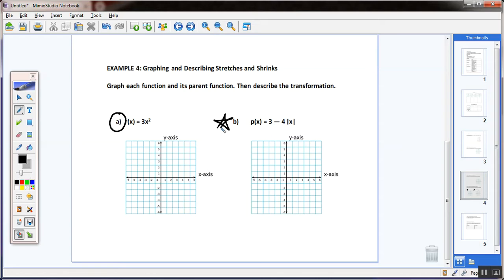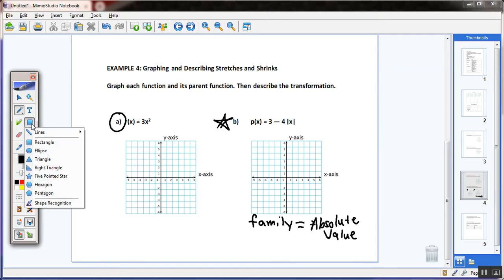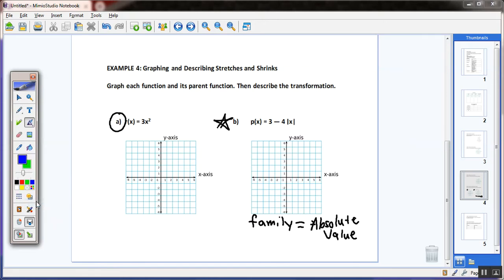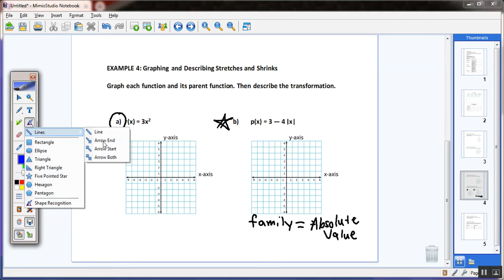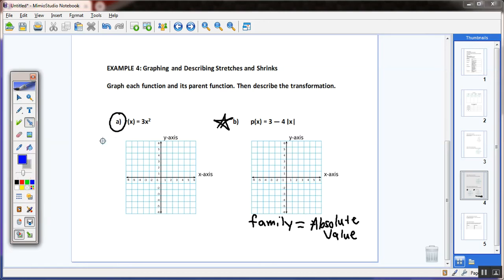So I'm going to jot this down right here. The family of this is going to be absolute value. So let's talk right here. Okay, I'm going to draw the parent function to this. So a parent function for absolute value is going to look like this. Do it this way, kids. Okay, so absolute value is going to look like this. This is the parent function to start with.